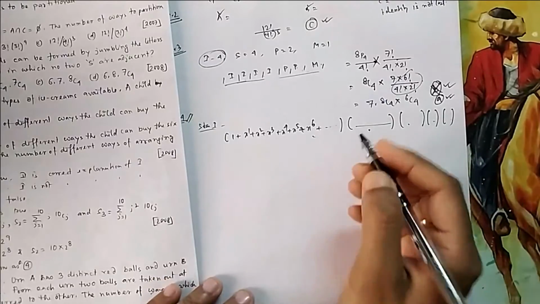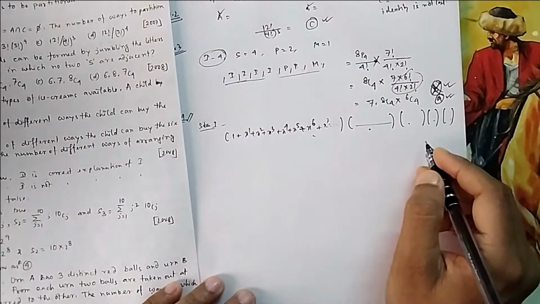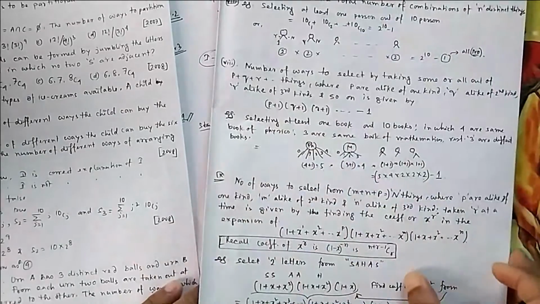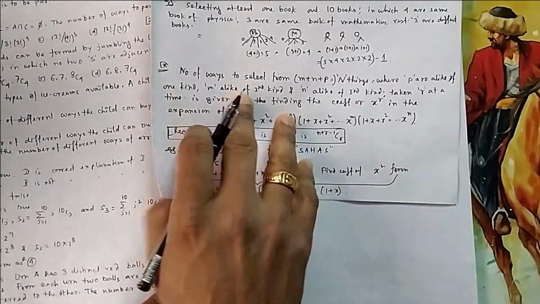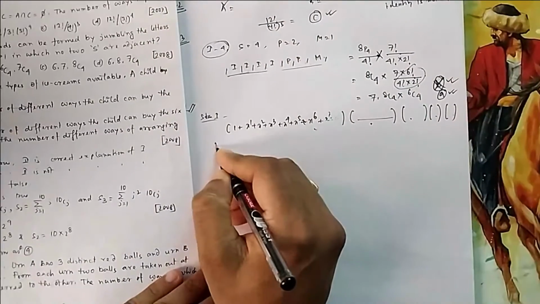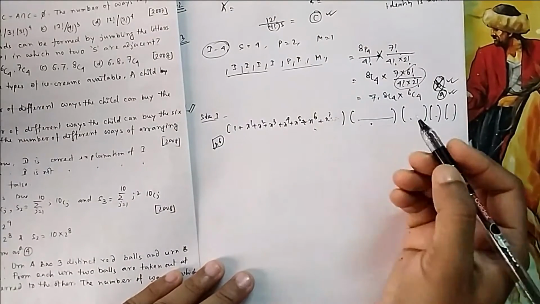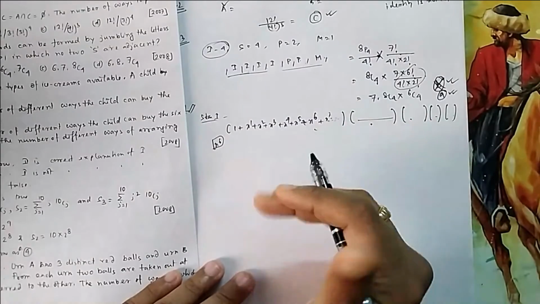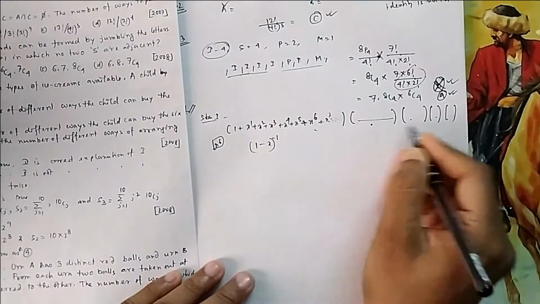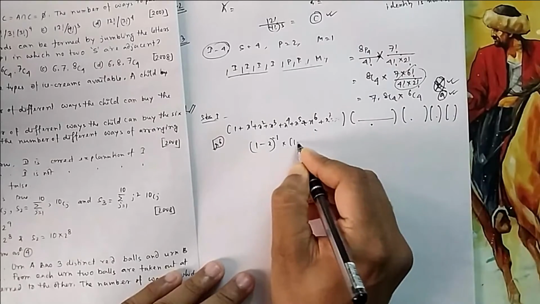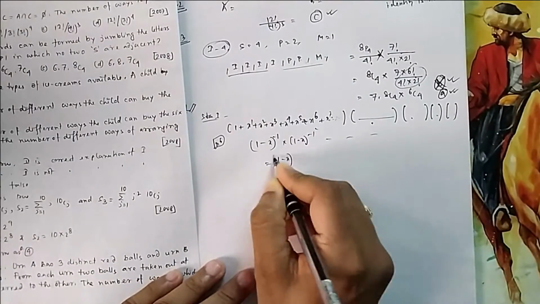Because you need x to the power 6 only, you can add the higher terms because that will not create any problem. I have explained this in the proof also. You can add these higher orders because you are taking only the coefficient of a specific power. If you want to find the coefficient of x to the power 6, adding x to the power 7 will not make any difference, because I am not finding that coefficient. So it is nothing but (1 minus x) to the power minus 1. Similarly, 5 of these will be there, so (1 minus x) to the power minus 5.